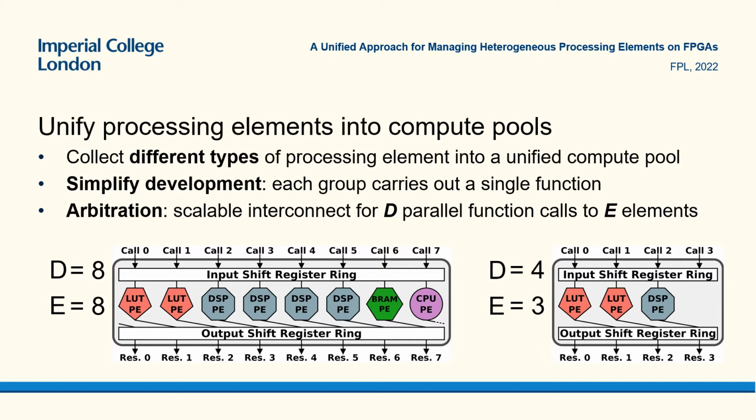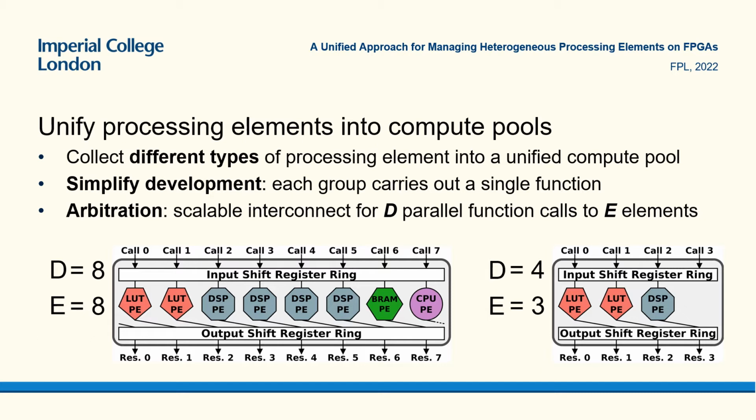Processing elements are grouped according to their function, not their resource composition. So, for example, you might have a compute pool that performs the square root function, and this would contain a number of heterogeneous processing elements. Each one would perform the square root function, but it might perform it in different ways, with different implementations and different latencies, and each processing element might use different resources. But with our compute pools, all of these elements are unified by their function. Different implementations, but the same function. And so our compute pools bring these different processing elements together.